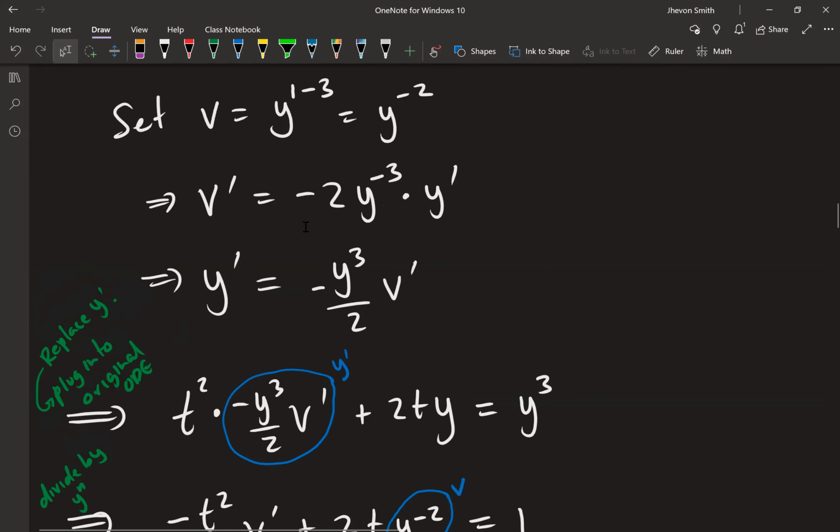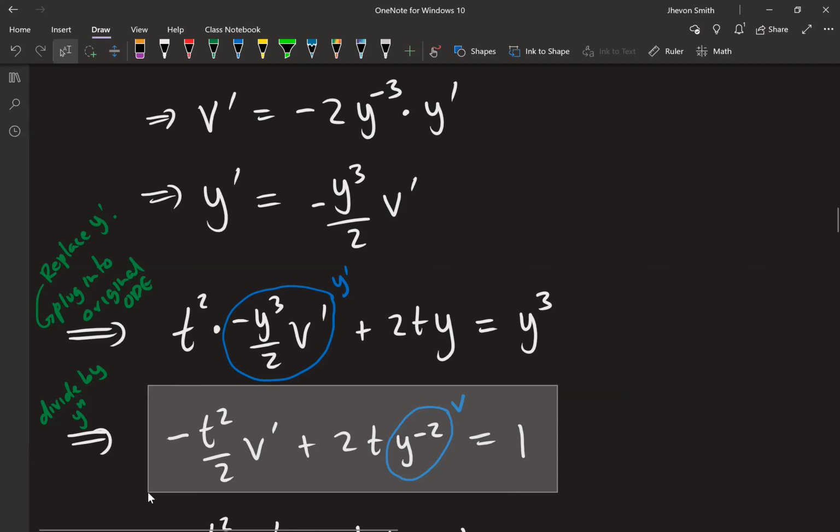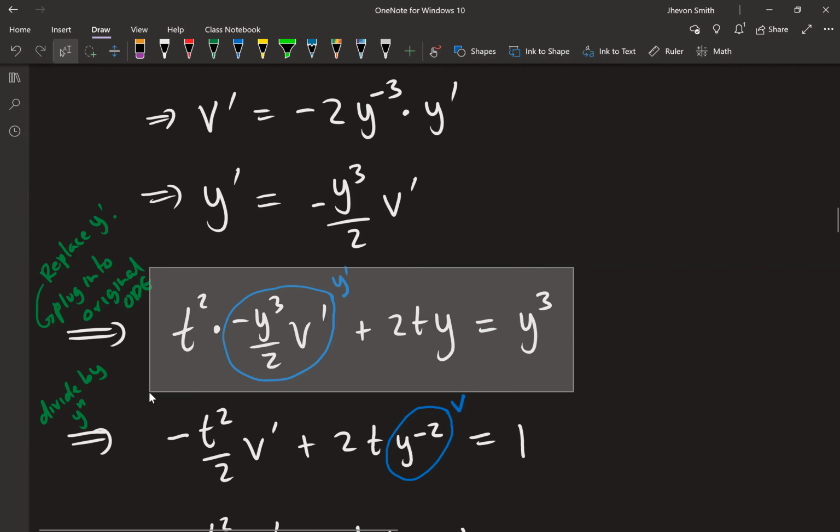And so I solve for my v prime. This allows me to solve for y prime. I plug in the y prime. That leaves me in this scenario. Are you okay up to this point? No? Okay, so your confusion happened before. Does it happen here?